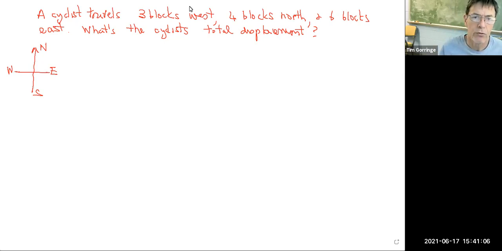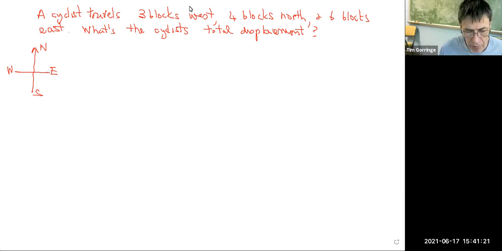I wanted to work through a problem that involves vectors. This problem involves displacement vectors, and it involves the addition of several displacement vectors.